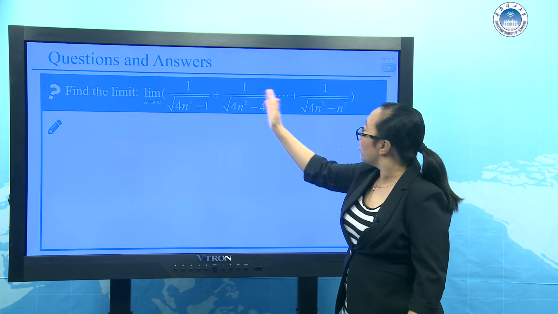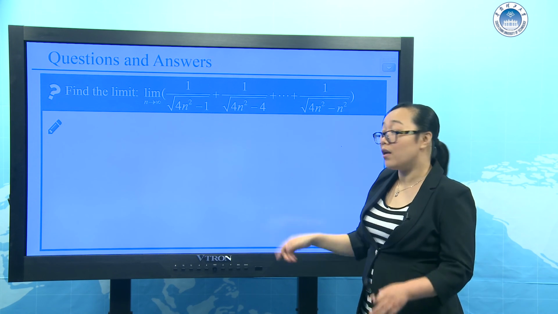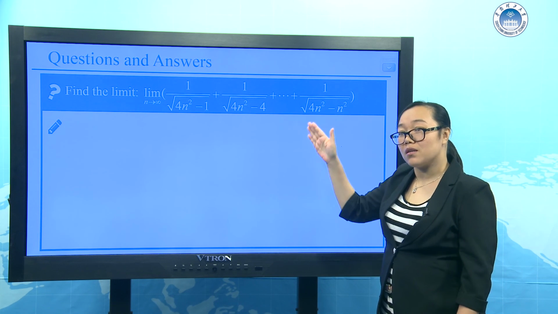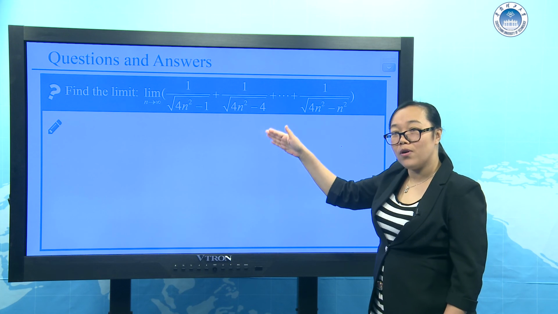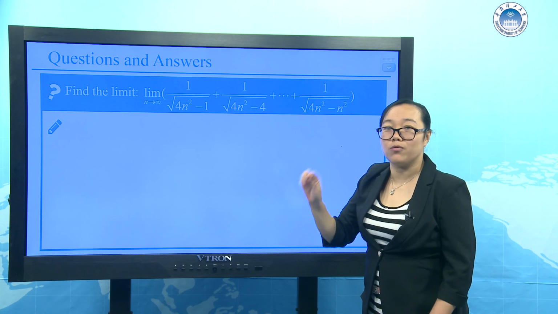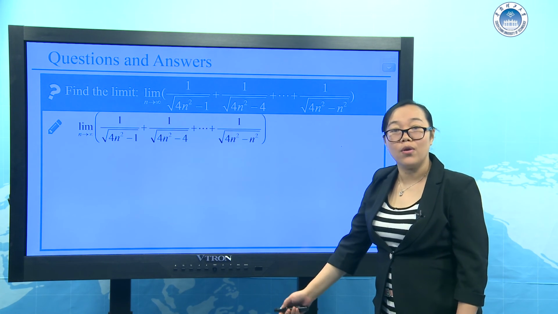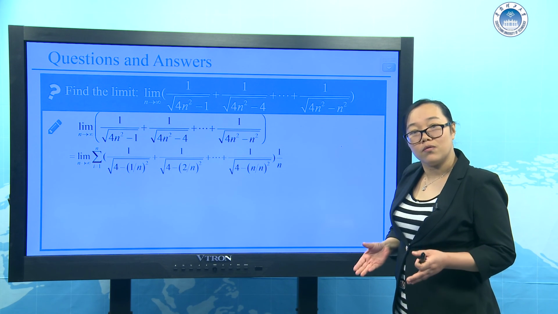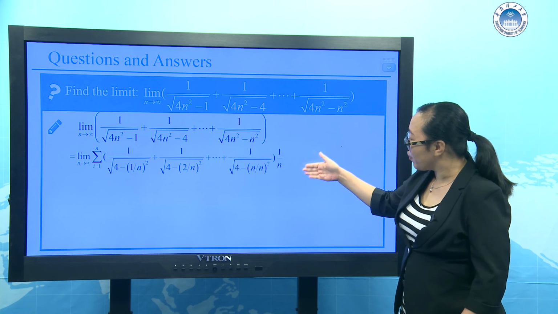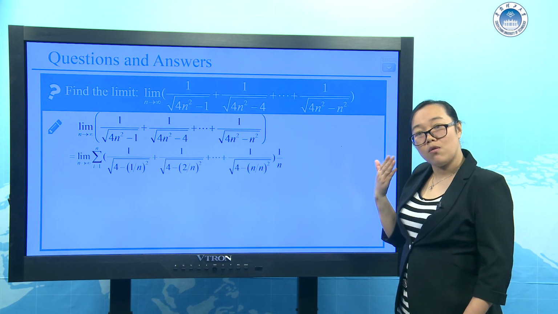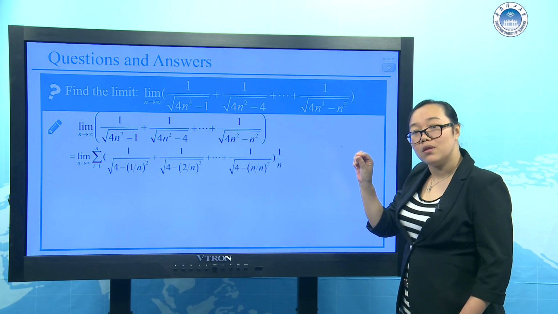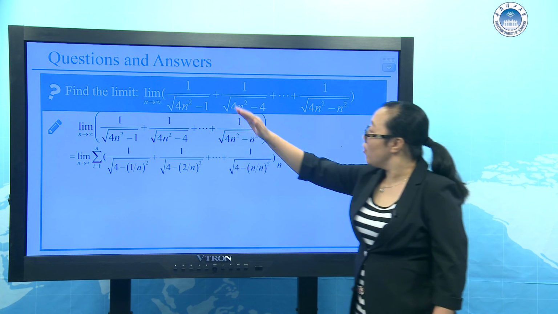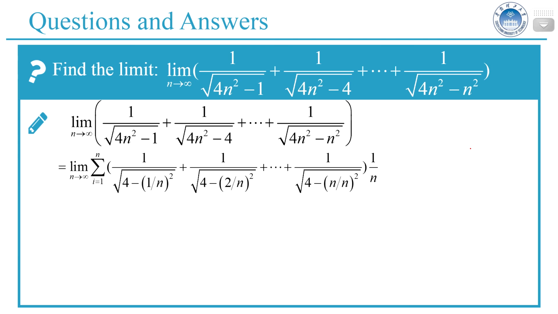What is changeable? 4n squared, 4n squared, 4n squared doesn't change. Changeable here: 1, 4, next, yes, 9. You are clever. Next 16, until n squared. 1, 4, 9, 16 means i squared. So we have the idea. We can write it in this step. Try to find what? Yes, interval distance. So taking out this term, 1 over n. 1 over n is our interval distance. How many terms? 1, 2, 3, 4, n. So there are n terms.